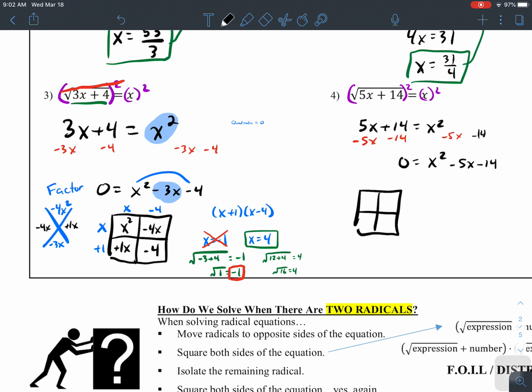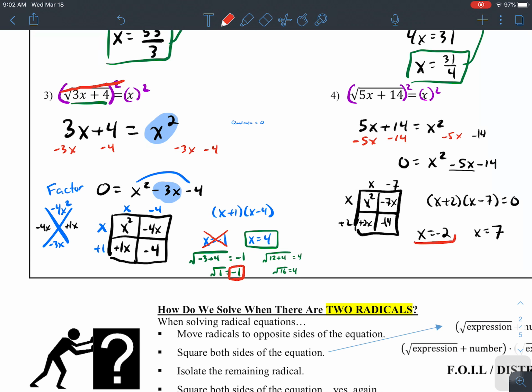Same idea with factoring. X squared here, negative 14. And the diagonal needs to add to negative 5, but it needs to multiply to negative 14. So I believe that's negative 7x and a 2x. Top row has a GCF of x, x, I think that's a minus 7 and a plus 2. So x plus 2, x minus 7 equals 0. X equals negative 2, x equals 7.